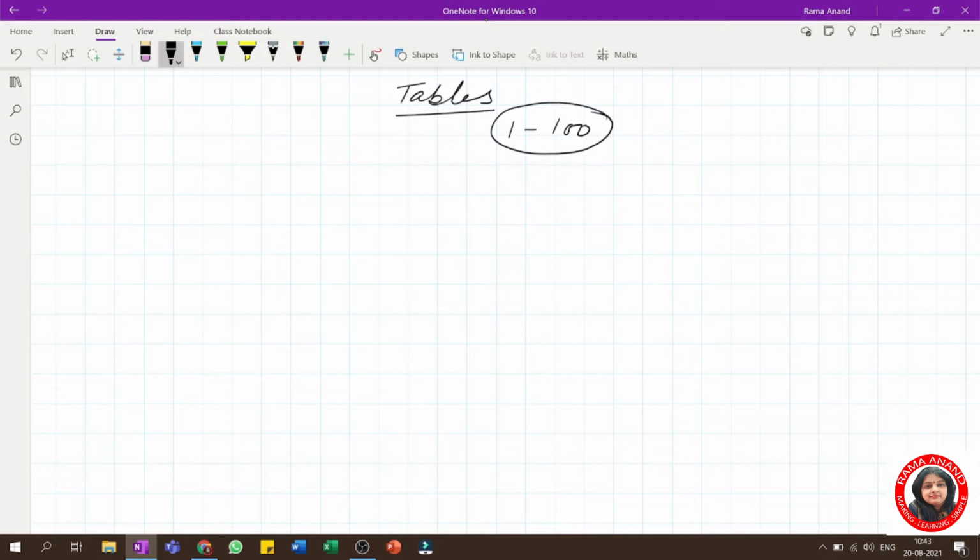So for this trick, you have to learn first the table of 1 to 10. That much you have to learn. You have to memorize it. Table of 1 to 10. And then we will continue from 11 to 99. Okay, so let's start.